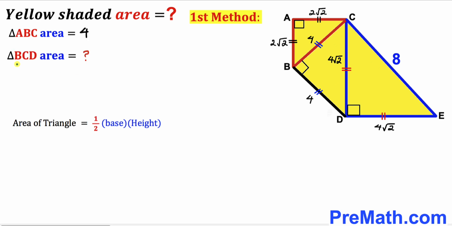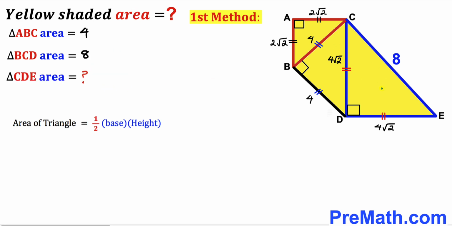And now we are going to calculate the area of this middle right triangle BCD. And we are going to use the very same area of a triangle formula as well. And here our two legs are 4 and 4. So therefore the area of this triangle BCD is going to be a half times our base is 4 and the height is 4 as well. And if we simplify and multiply, that is going to give us 8.